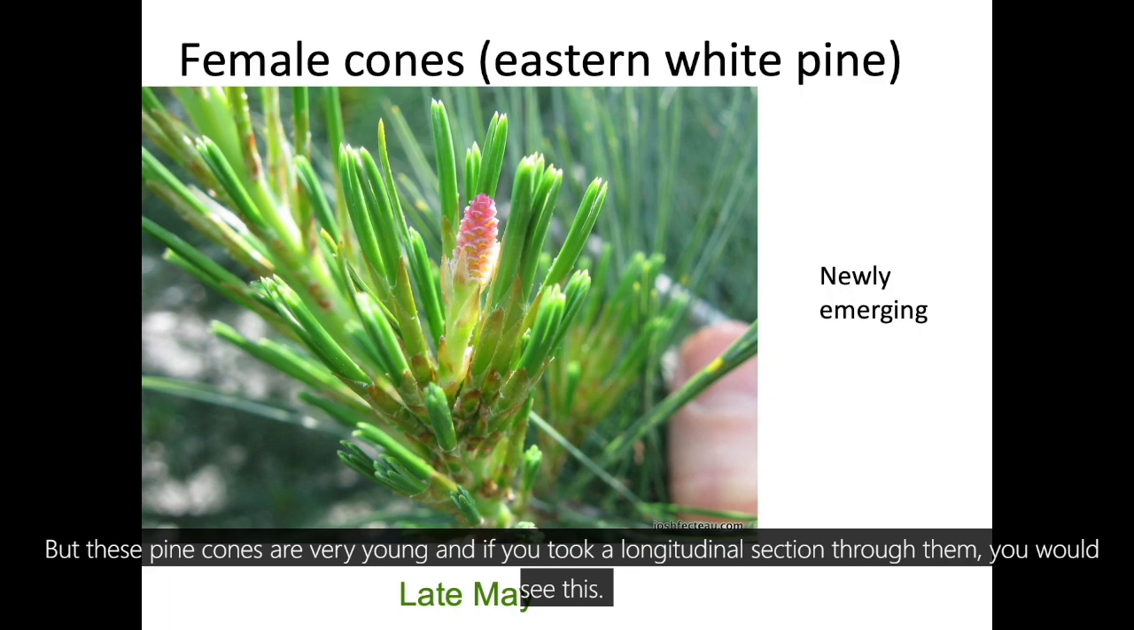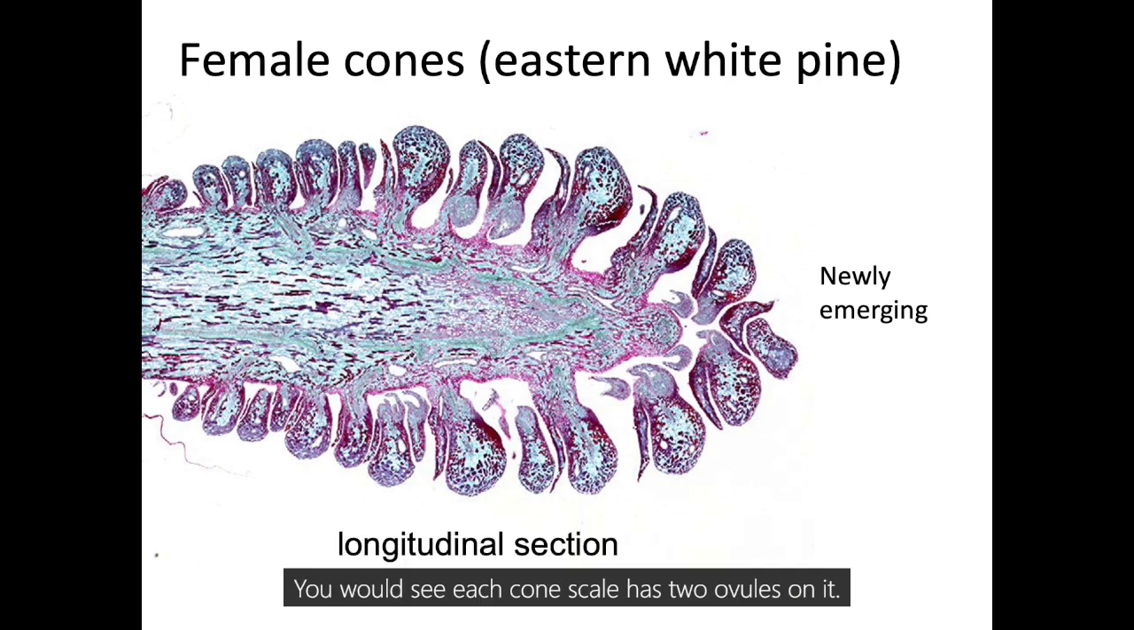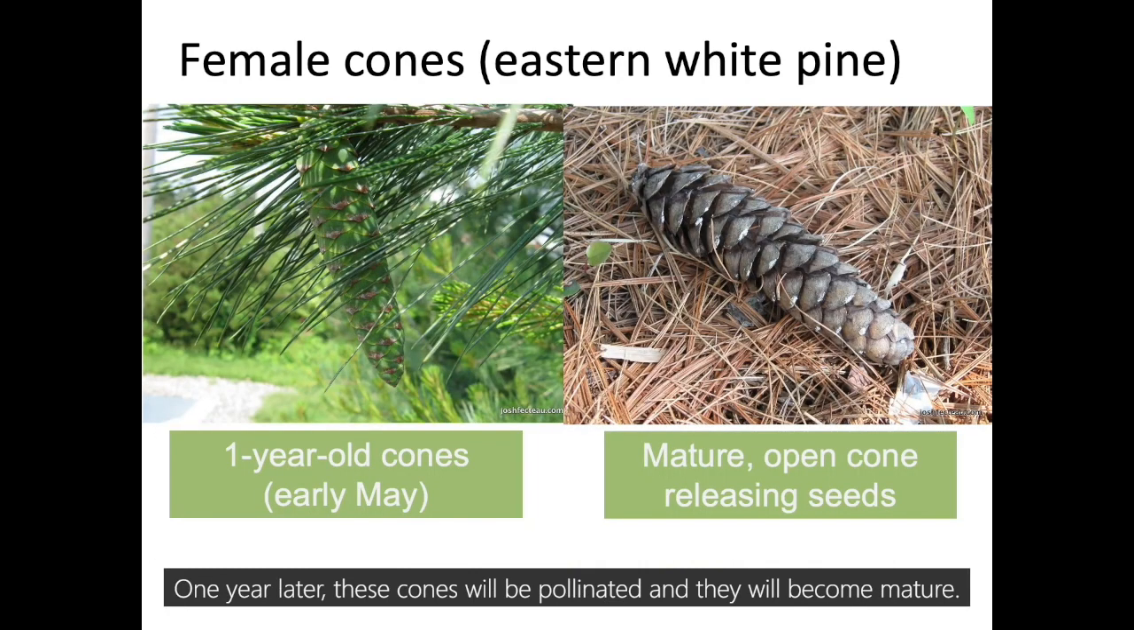But these pine cones are very young, and if you took a longitudinal section through them, you would see this. You would see each cone scale has 2 ovules on it. 1 year later, these cones will be pollinated and they will become mature, and you can see them maturing here, and on the right is a fully mature cone.